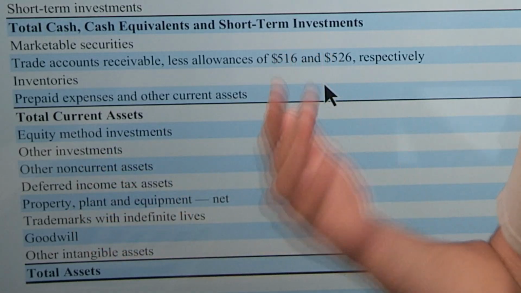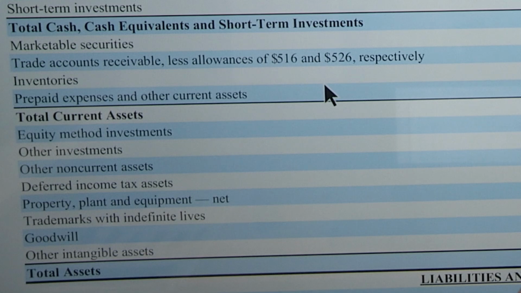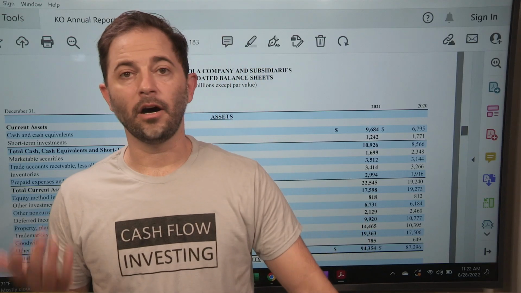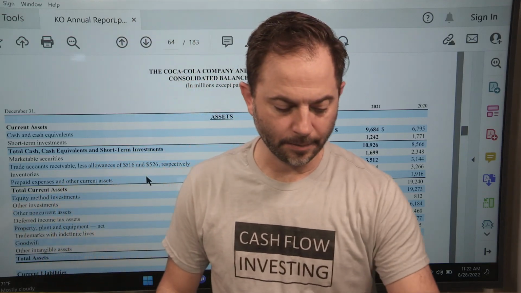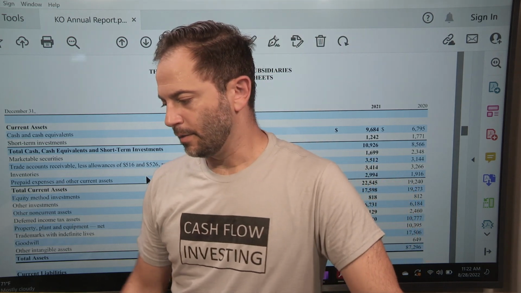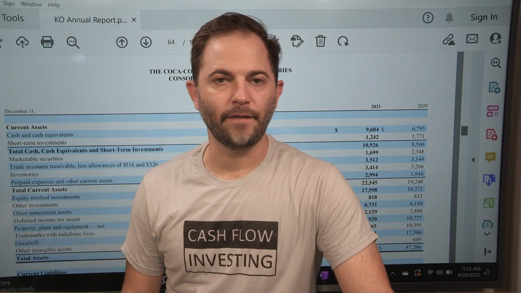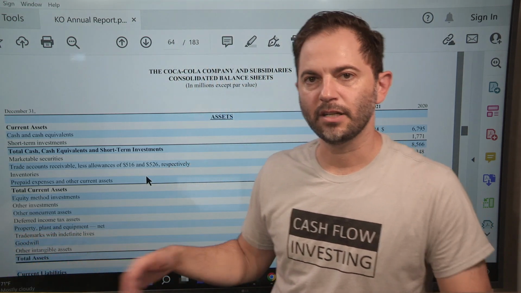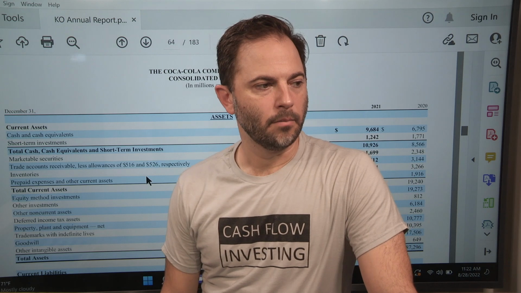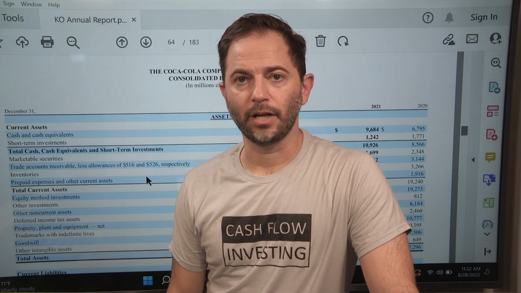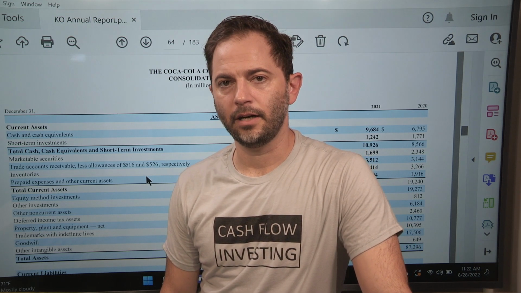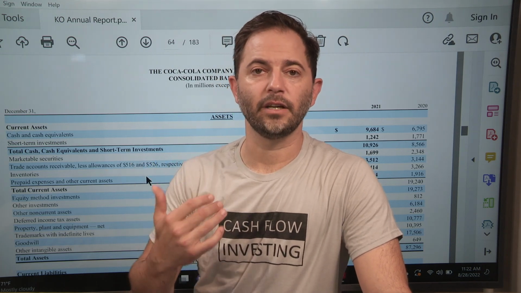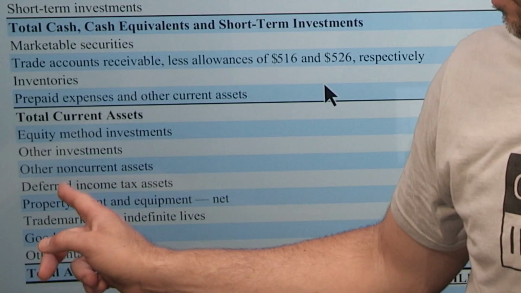Other investments, kind of the same. Other non-current assets. Another non-current asset might be some sort of intangible item that they bought, or a factory that they bought that they don't want to put into property, plant, and equipment. It could be some other vendor that they paid a long-term contract with that they prepaid greater than a year out. It could be anything.